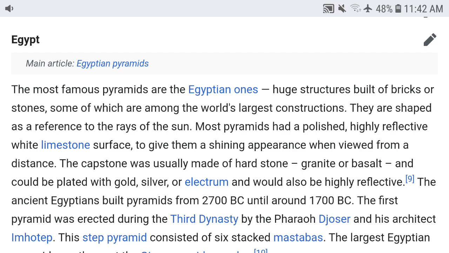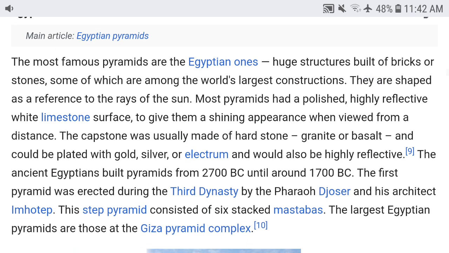Most pyramids had a polished, highly reflective white limestone surface to give them a shining appearance when viewed from a distance. Oh yeah, because it's made from limestone, if you look at the Egyptian pyramids, they kind of glimmer as well, right? It's shiny, it's sparkly. I guess that's like an optical illusion, right?